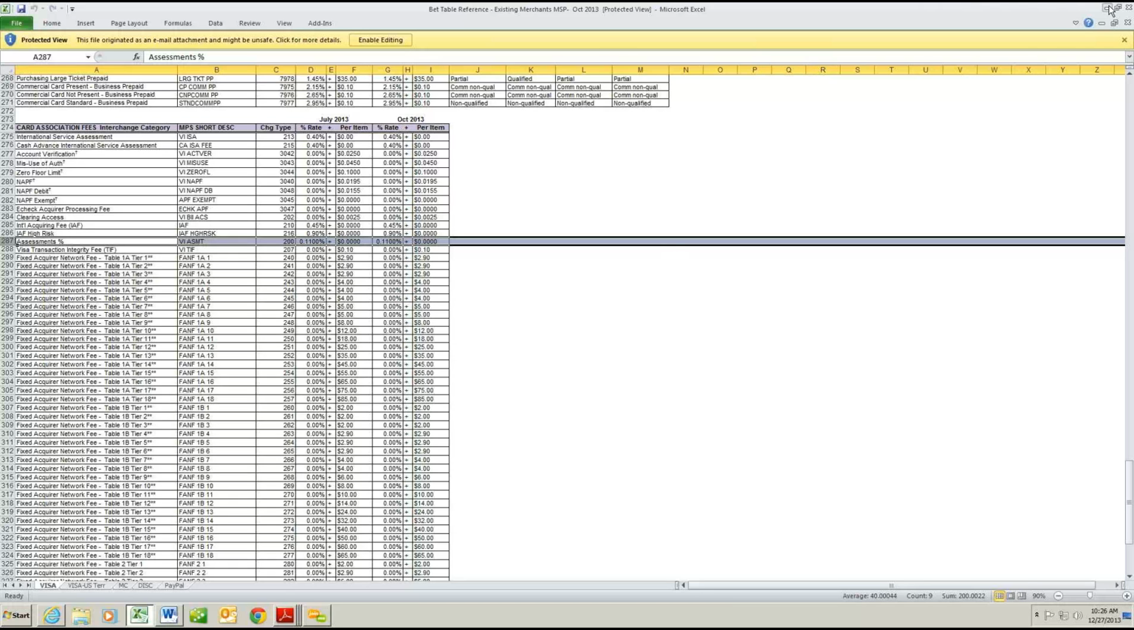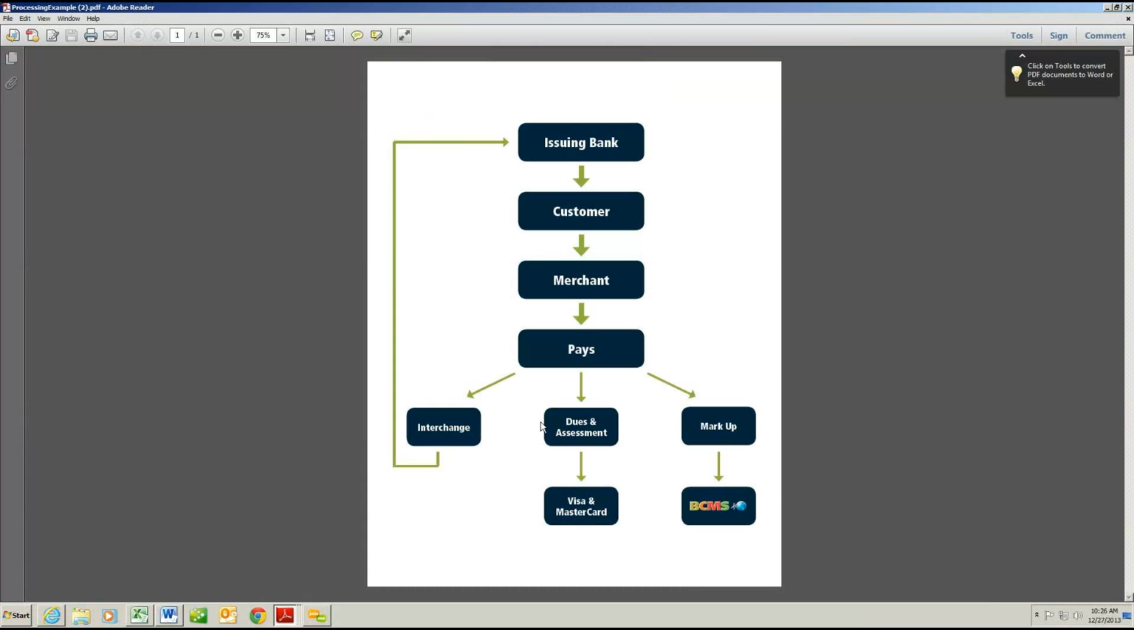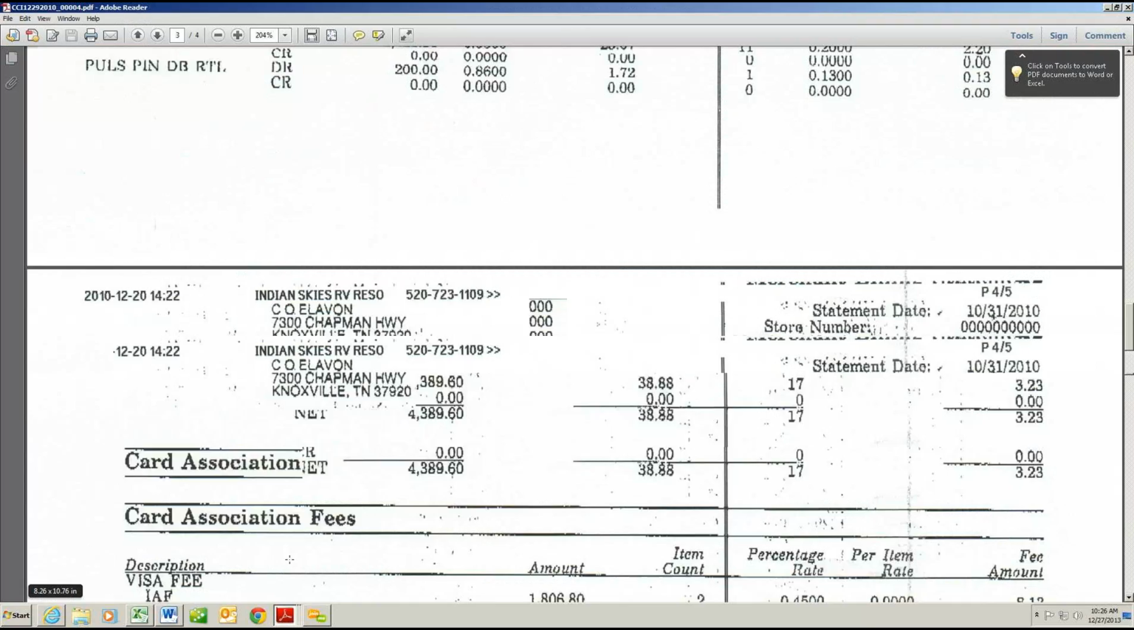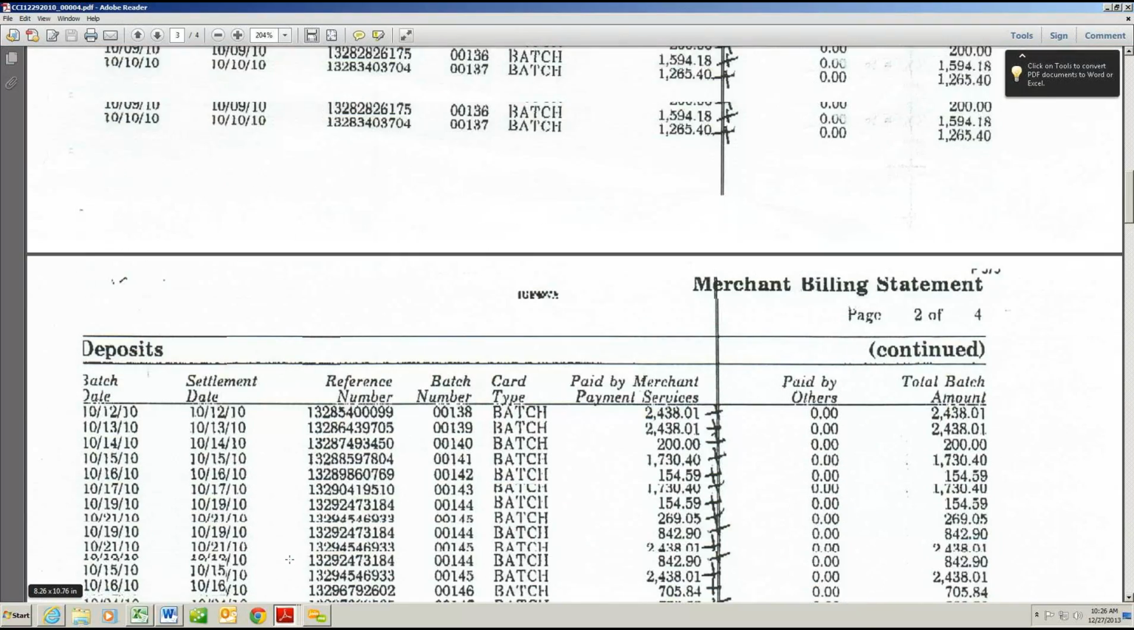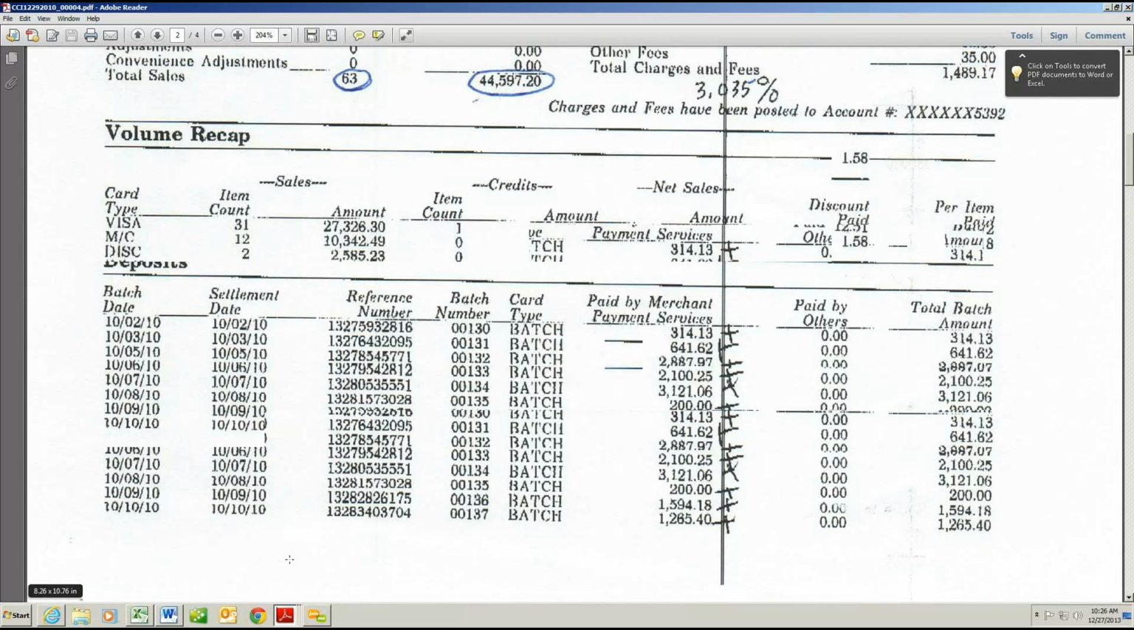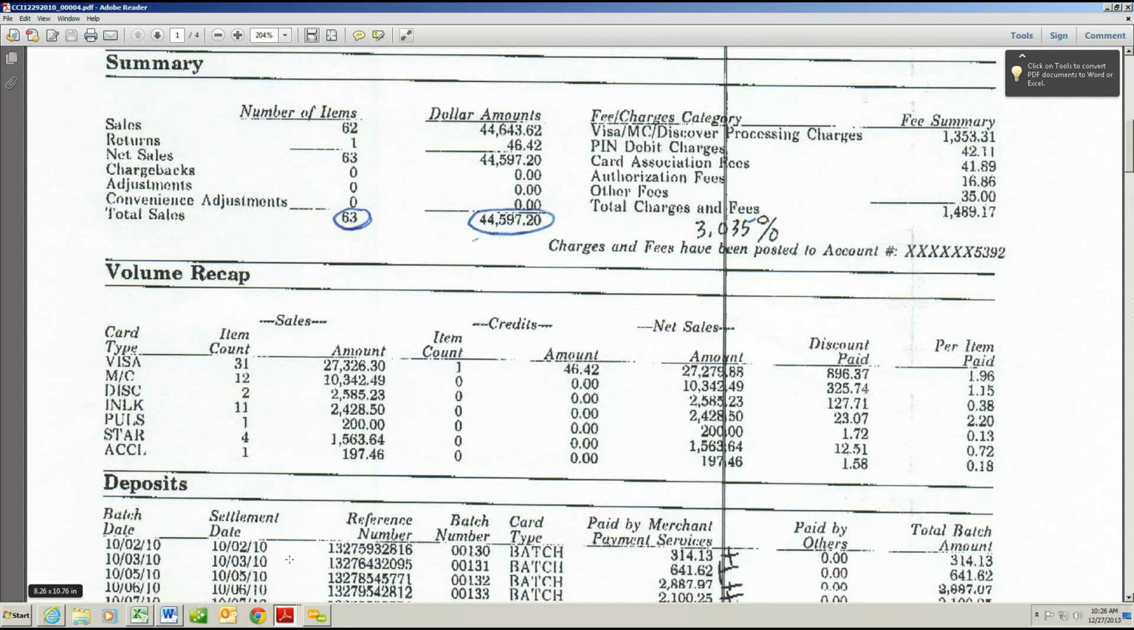So that's the interchange. Now, how do you get started in this business? Again, it's understanding the statement. Statements come in a variety of shapes and forms, and they disclose certain information, and some statements are blind. They don't disclose any information.